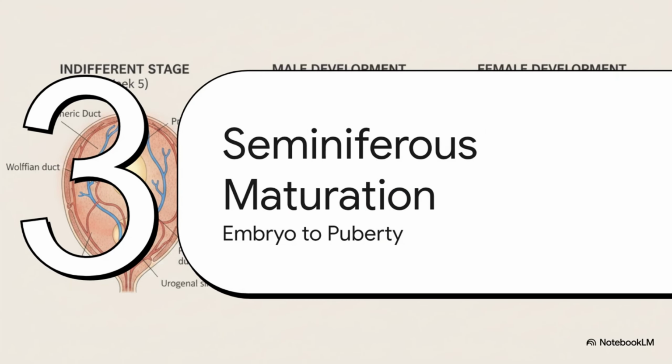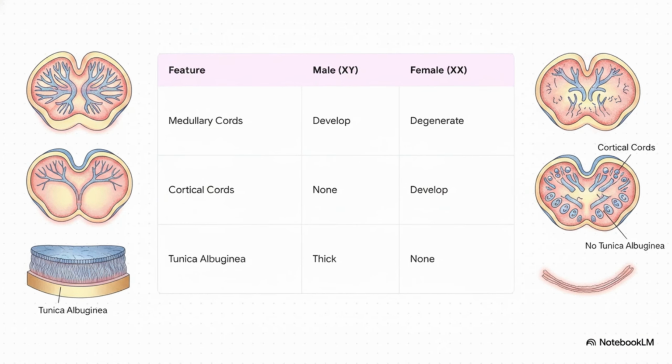And finally, part 6, seminiferous tubule maturation. From embryo all the way to puberty. Before we look at the final timeline, we really need to lock in how vastly different these structural pathways are. It's essentially a mirror image. In an XY embryo, the medullary cords develop into testis cords. Cortical cords are no-show, and you get that massive, thick tunica albuginea.